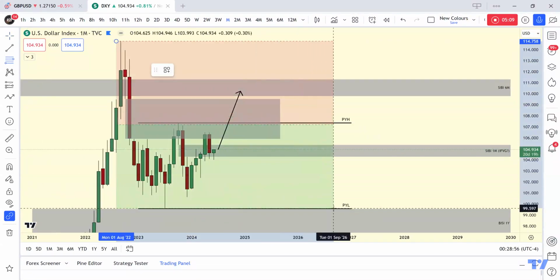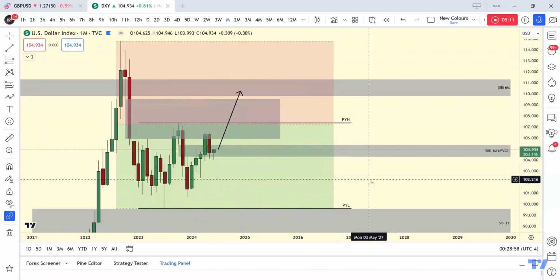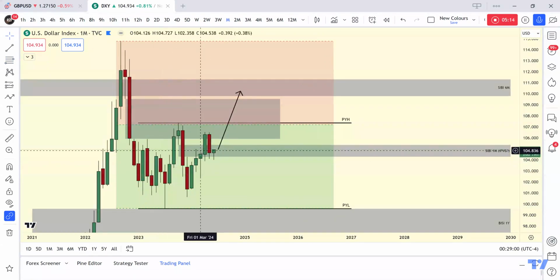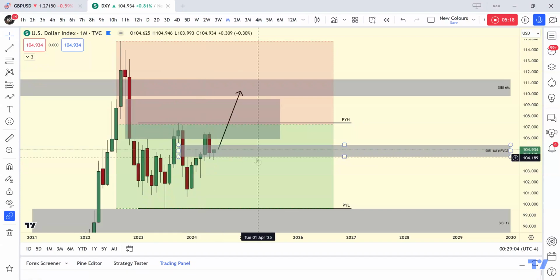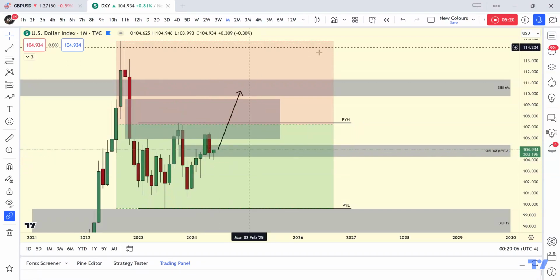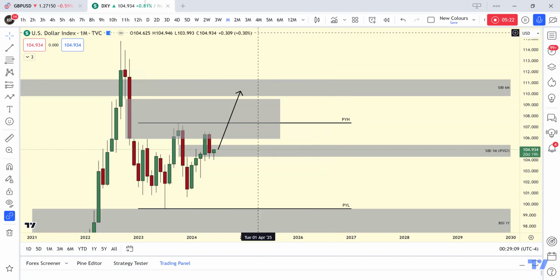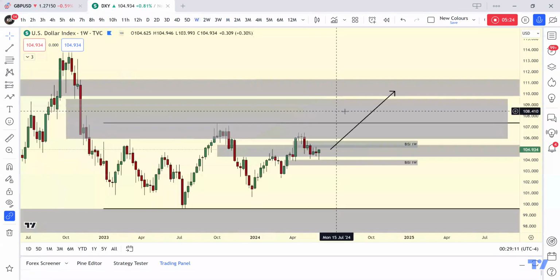And that would be at a premium level. So now we're at a discount with discount PD arrays. So in my opinion, there's a good possibility that we will move higher. So we can go have a look on the weekly, get more information.